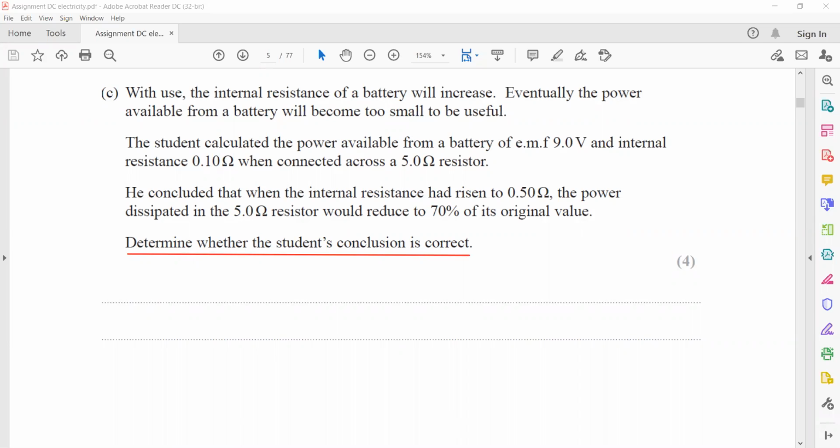So how can we work out whether the student's conclusion is correct? For part C, we know power P is equal to I squared R. And we want to explain the idea that the external power has reduced to 70%. So in the beginning, the 9 volt EMF is there and the internal resistance is 0.1 ohm when a 5 ohm resistor is connected. But then he concluded that when the internal resistance rises to 0.5 ohm, the current in the circuit will change. We will have two currents.